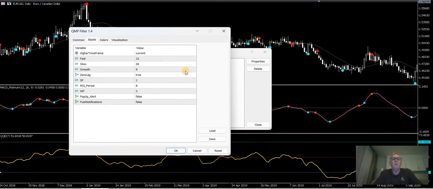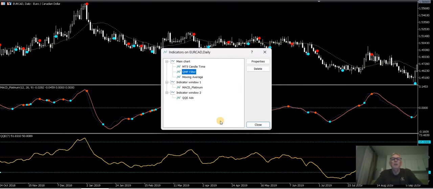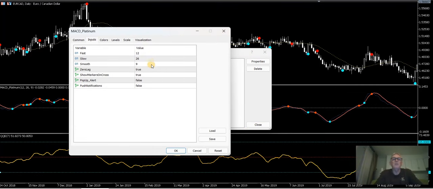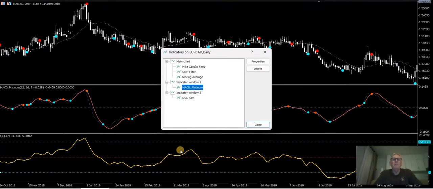QMP filter on the price chart, 12.26.9, 183. Just my default settings that I use basically for all my QMP filter settings. So that's all good. MACD Platinum, which is this middle indicator here, that doesn't change ever, 12.26.9. Make sure the zero lags are true, so that doesn't change. Now the bottom indicator is a QQE Adv. This is what we're going to base our dollar cost averaging on.